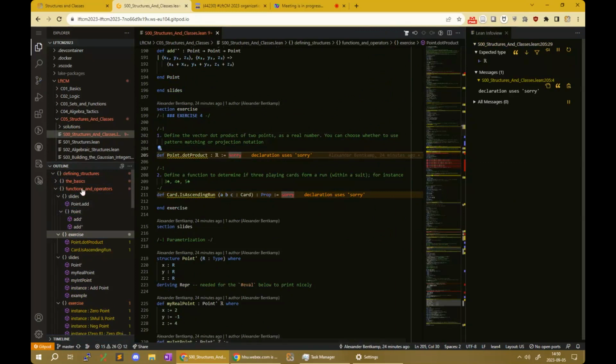The section, yeah, sections will appear in this outline sidebar. They also appear up here. Section isn't used that much in that way in Lean 3, because it didn't used to do this. This is a new feature of VS Code for Lean 4.